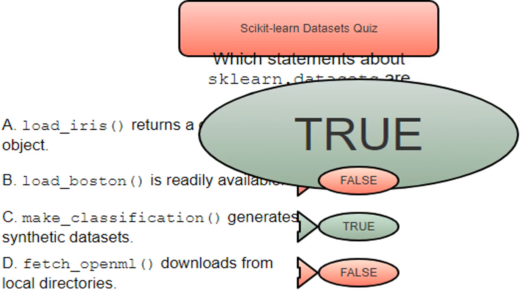This statement says that fetch_openML gets datasets from my computer's files. That's incorrect. Fetch_openML actually downloads data from the OpenML online database, not from my local storage.